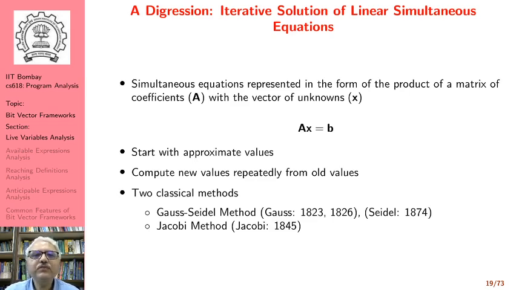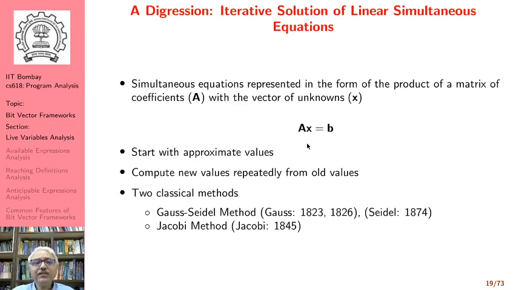So all of you have studied the solution of linear simultaneous equations. Simultaneous equations are represented in the form of a product of a matrix of coefficients A with the vector of unknowns x, and we write it as A multiplied by x is equal to B. In order to get the values of the unknowns, the values of the variables in the vector x, we start with approximate values and compute new values repeatedly from the old values.